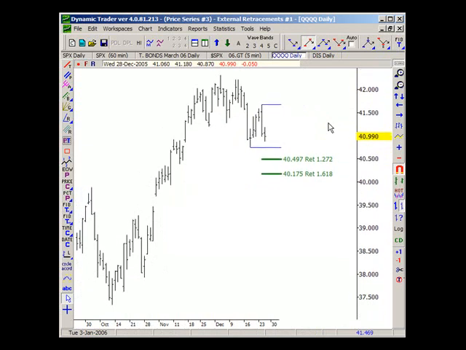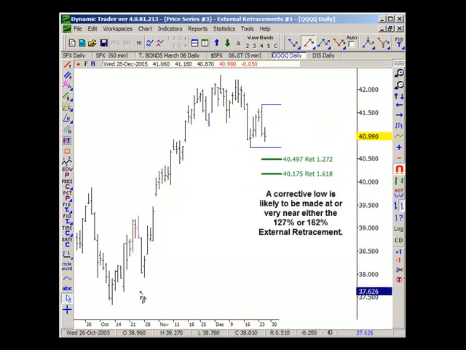And again, I'm demonstrating this out of context of any sort of trend filter or momentum filter that would indicate that we're going to continue the bull pattern. We'll get into that in the sections that we're coming to. But if we believe this market's making a correction, there's a high probability that the low is going to be made at or very near one of these two external retracements.